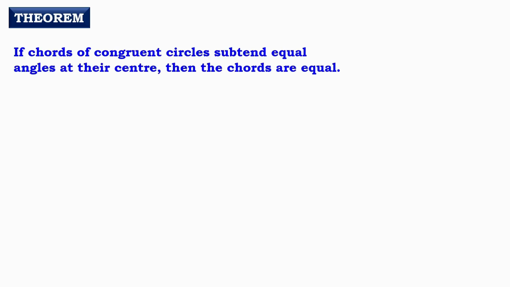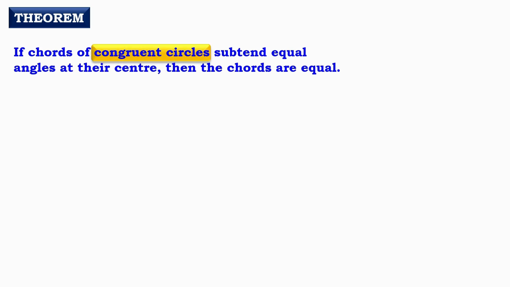Now I'm coming to the converse of this theorem. So earlier it was mentioned that equal chords are making equal angles subtended by the center, at the center. Now here it is already mentioned that the chords of the congruent circle subtend equal angles at the center. Now we have to prove that the chords will be equal. So it is just the opposite of the previous one. So let us read the theorem. If chords of congruent circles subtend equal angles at their center, then the chords are equal.